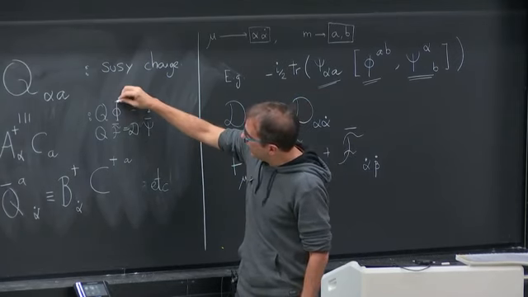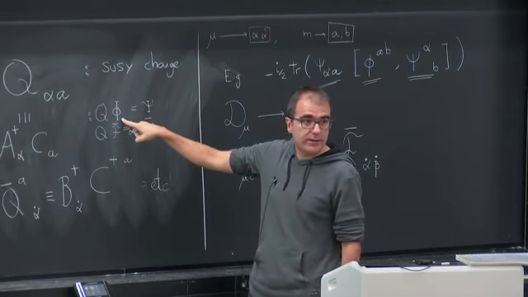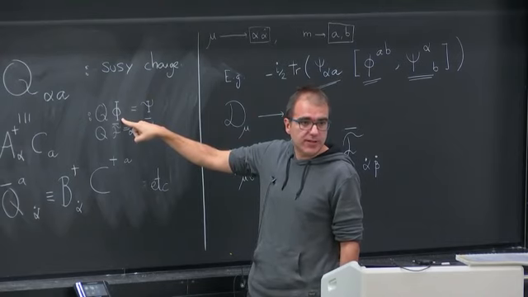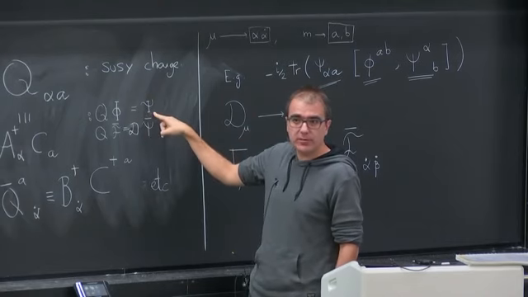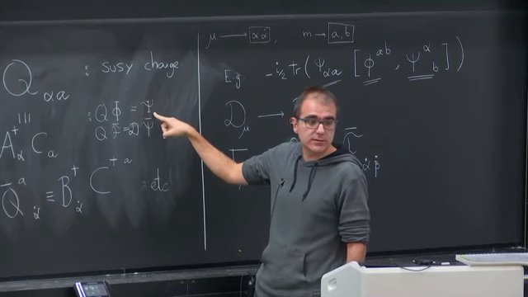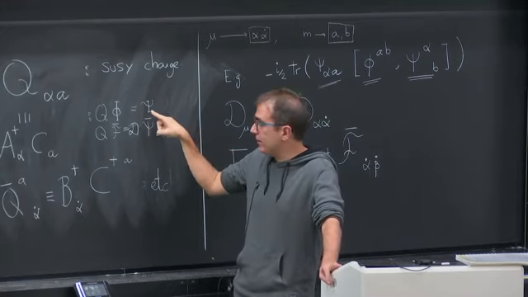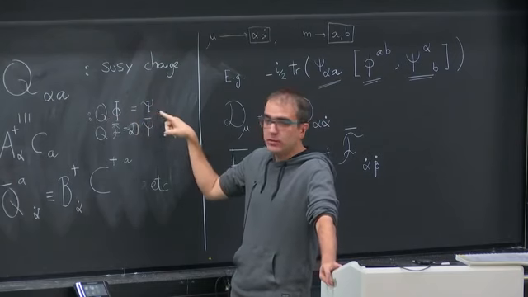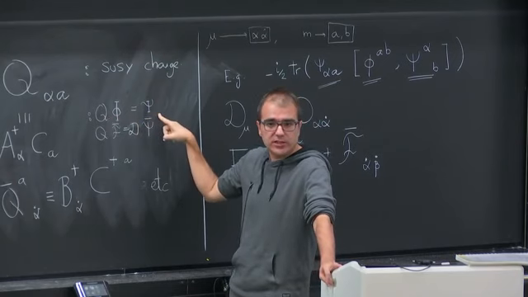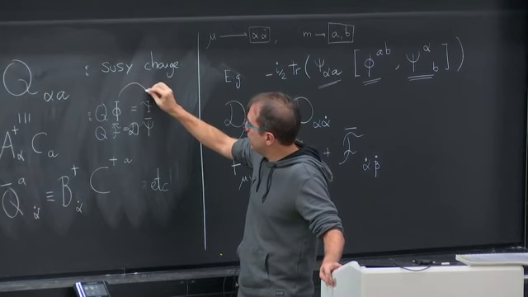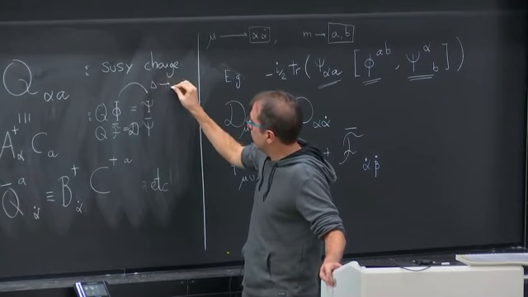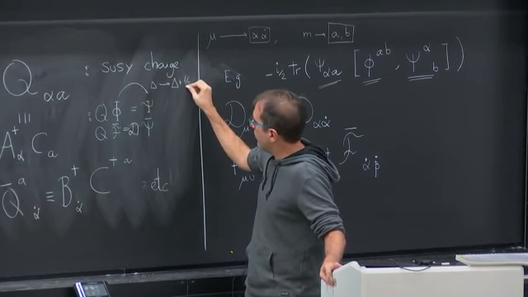So what's the dimension of phi? 1, right? In 4 dimensions. What's the dimension of a fermion in 4 dimensions? 3/2. By how much? What happened when we acted with Q? Dimension increased by half. So from here to here, delta went to delta plus 1/2.